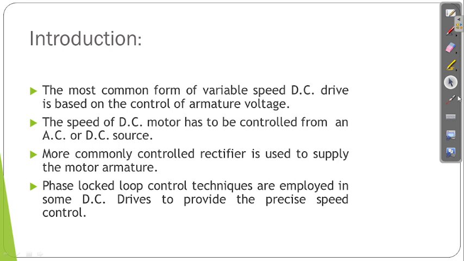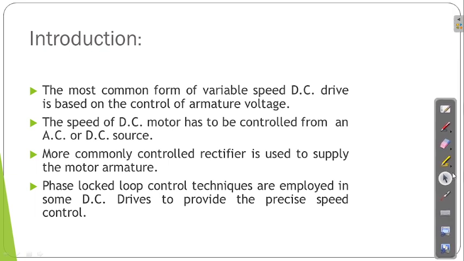The most common form of variable speed DC drive is based on the control of armature voltage. Then the speed of the DC motor has to be controlled from an AC or DC source. More commonly, a controlled rectifier is used to supply the motor armature. Phase locked loop control techniques are employed in some DC drives to provide precise speed control.